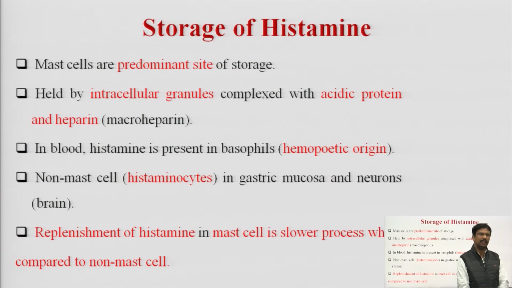Now what is the storage condition of the histamine? I already told you the mast cell is the primary cell where the histamine is stored, and there it is held in intracellular granules complexed with the acidic protein and the heparin. In blood, basophils are the primary cells where the histamine is stored. Non-mast cells such as the gastric mucosal parietal cells and the neuronal cells in the brain are the primary site of storage, and the replenishment of the histamine in mast cells is slower compared to the non-mast cells.